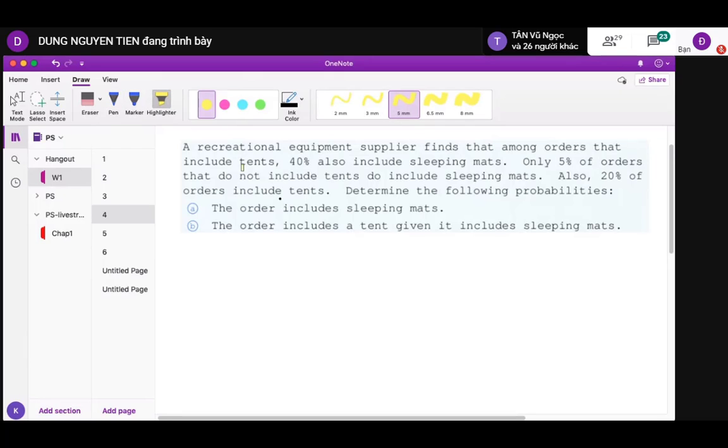In this problem, there are some events. This is one event, okay, and this is another event. I will denote by S the event that the order includes sleeping mats, and I will denote by T the event that the order includes a tent. In question A, you want to find the probability of S.